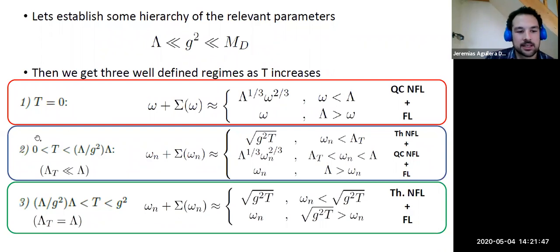So the main point here is that as long as T is inside this interval, these two scales are well separated. So there is a whole bunch of modes which fit into this quantum critical scaling behavior. This is why we associate the second regime to the quantum critical region. But as T approaches the upper bound, this interval starts to shrink, and at the same time, this interval expands. Eventually, we get a third regime for higher temperatures, which only has thermal NFL and Fermi liquid. So all the information about the quantum critical point has been erased here.